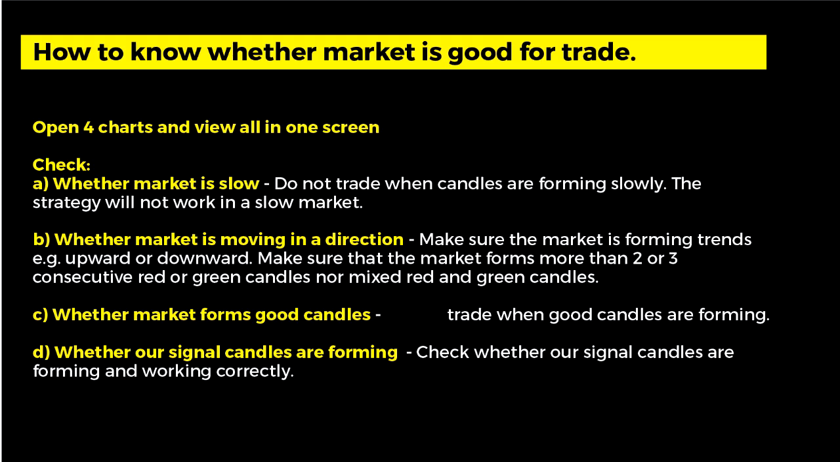2, make sure to check whether the market is moving in a direction. Make sure the market is forming trends upward or downward. Make sure that the market forms more than 2 or 3 consecutive red or green candles, not mixed red and green candles. That's what we mentioned in the principles earlier, that you should make sure that the market forms directional candles, like 3 green candles, then a red candle, not 1 green candle, red candle, green candle, red candle. That is not a good market for trade.